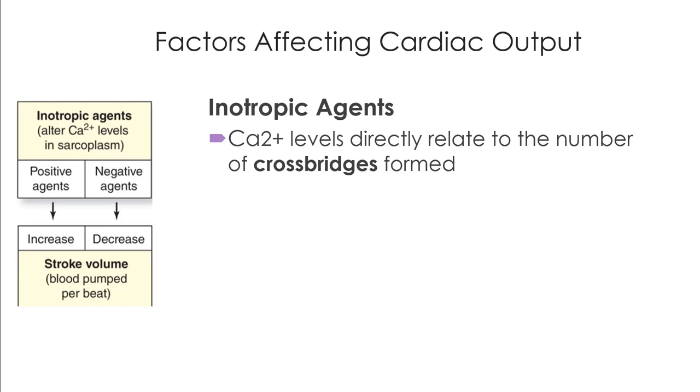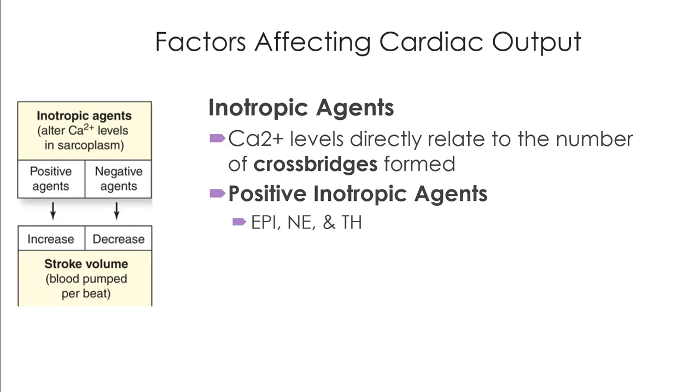Now, here's a big fancy word, inotropic agents. Inotropic refers to agents that are going to increase the ability of the heart to contract. And the way many of these inotropic agents work is they affect calcium levels. And like we talked about, the overlap of the myofibrils altering the number of cross bridges that can form, calcium presence is also going to impact the number of cross bridges that can form in the sarcomeres of cardiac muscle. So positive agents that can lead to greater calcium availability and increased stroke volume: epinephrine, norepinephrine, that's sympathetic; thyroid hormone, again, all about increasing metabolism.